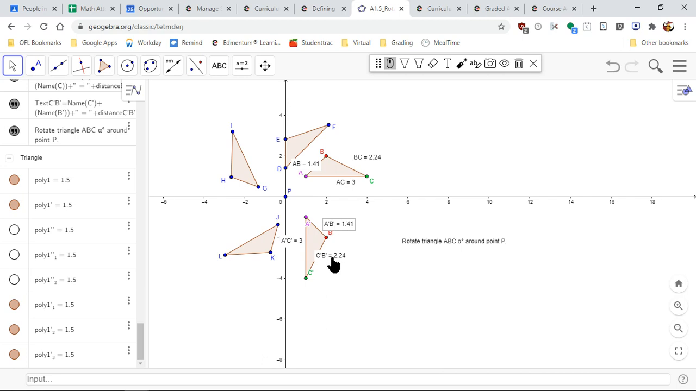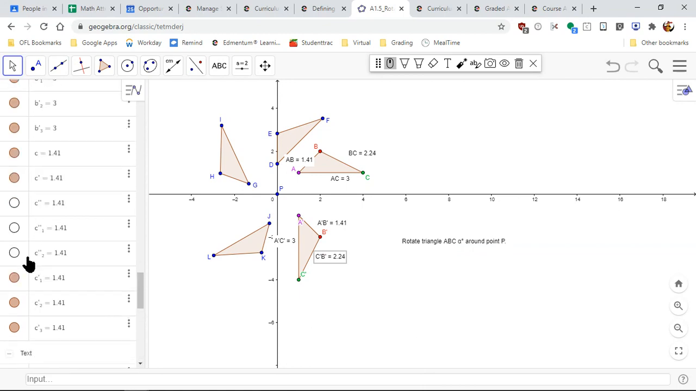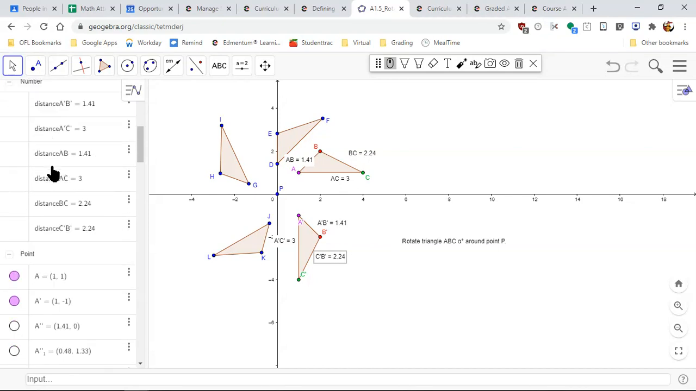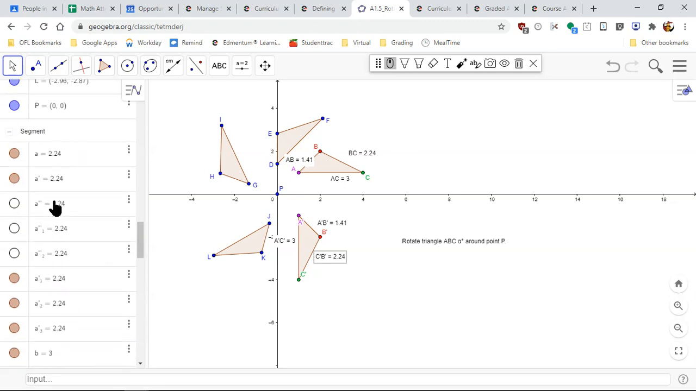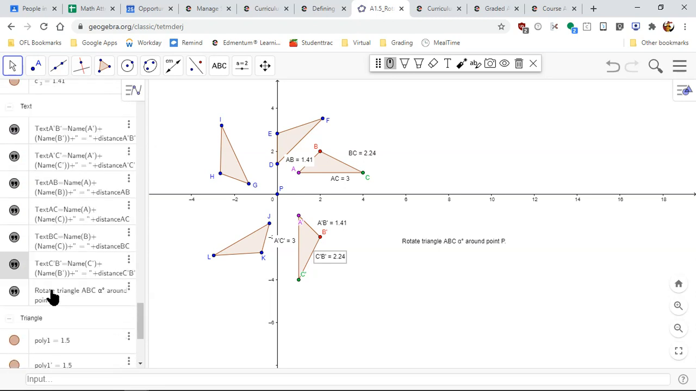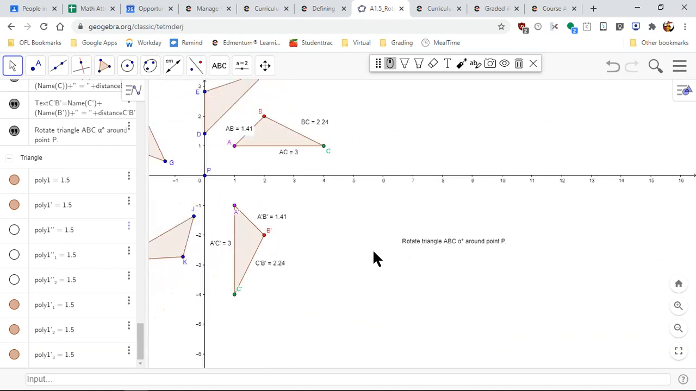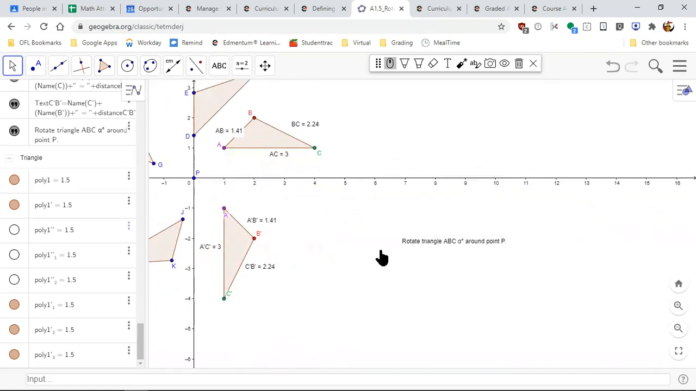And what I can do now is, did I lose my rotation thingy? I think I lost my rotation thingy somewhere. Where's my slider? I don't know where my slider went. They must have not programmed it well.